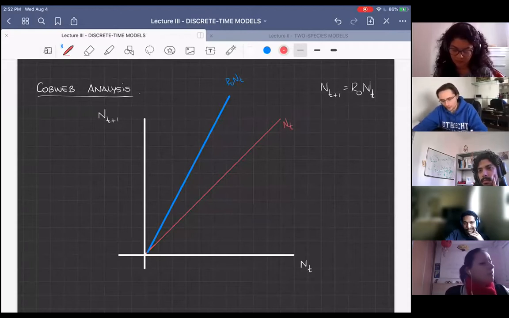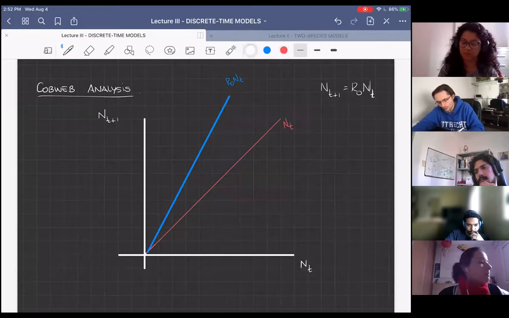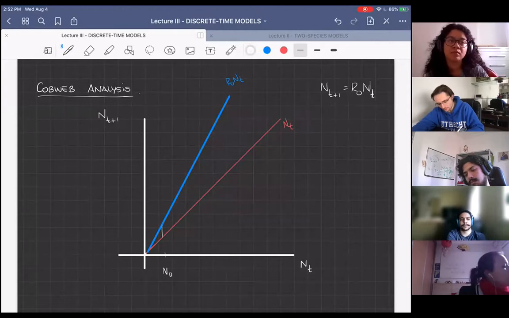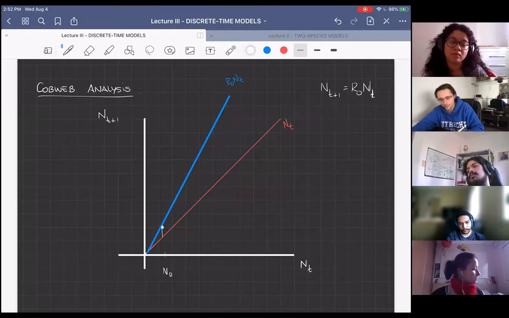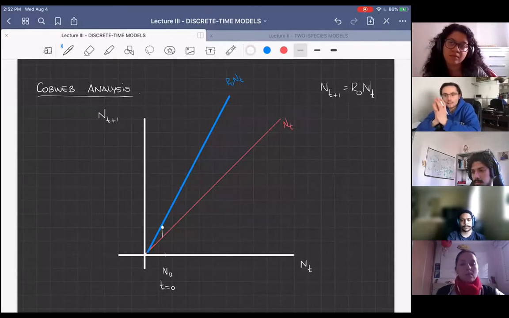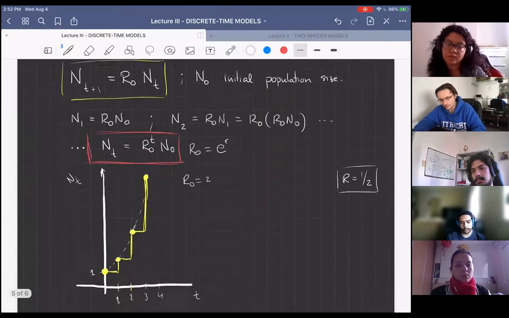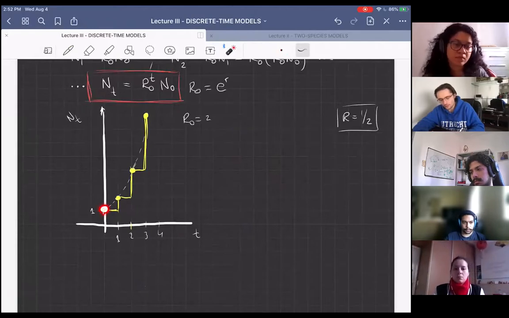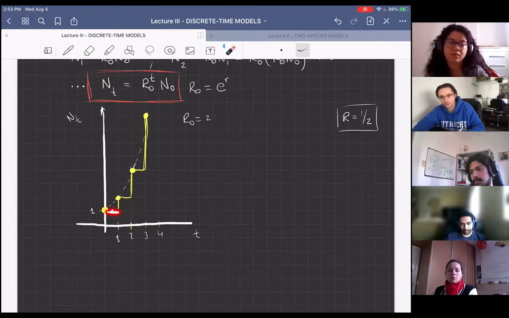And now I'm going to start with my initial population size. Let's say I take N0, okay? And this is t equal to 0. Now, between time 0 and time 1, what is happening in the system? This is time 0, and this is going to be time 1. In between both, nothing happens, right?